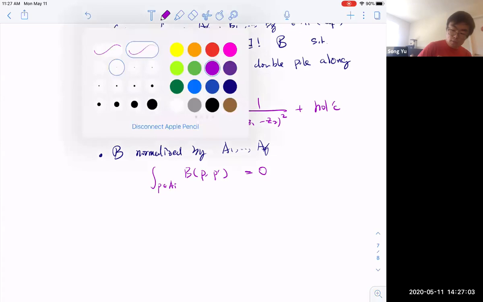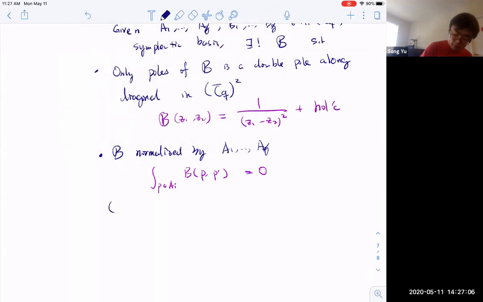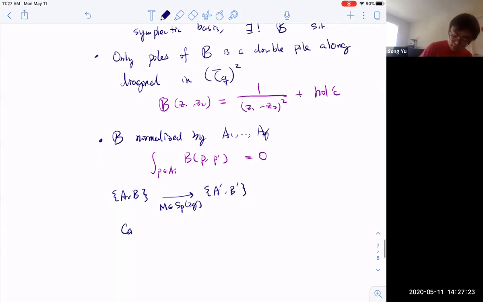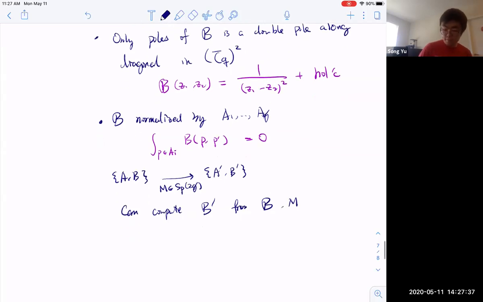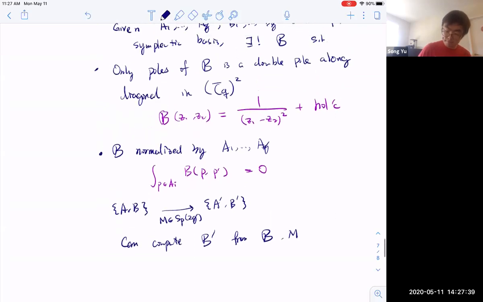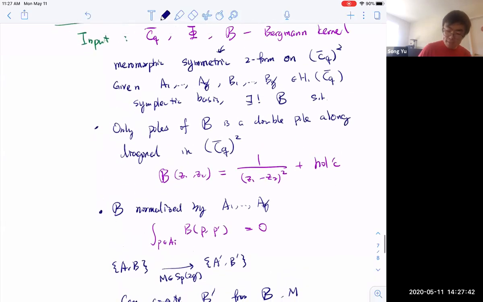And if we switch from a symplectic basis A, B to some other basis A prime, B prime under a symplectic transformation, given by some matrix N, then we can compute the change in the Bergman kernel B prime explicitly from the original Bergman kernel and this transformation matrix. Okay, so that's the input data.